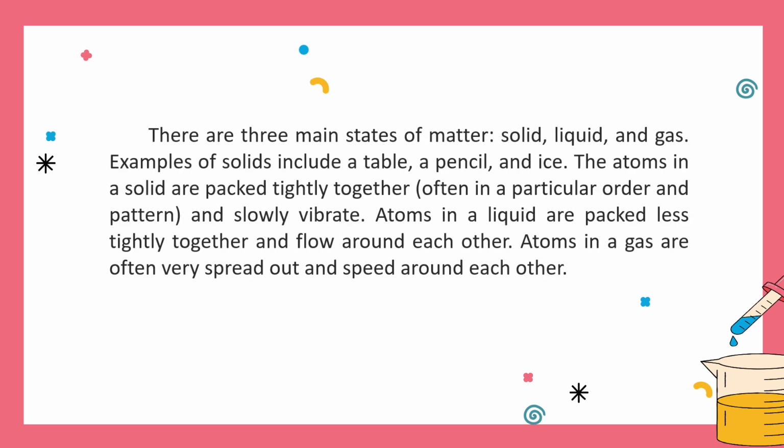There are three main states of matter: the solid, liquid, and gas. Examples of solids include a table, a pencil, and ice. The atoms in a solid are packed tightly together, often in a particular order and pattern, and slowly vibrate. Atoms in a liquid are packed less tightly together and flow around each other. Atoms in a gas are often very spread out and speed around each other.